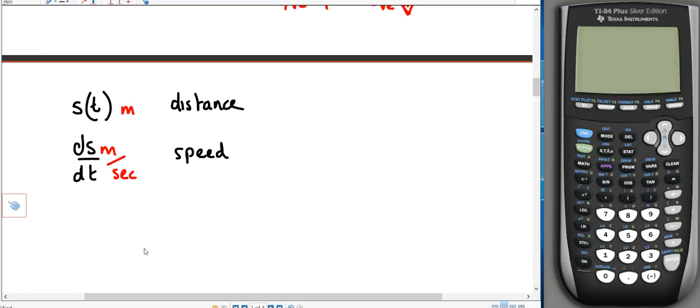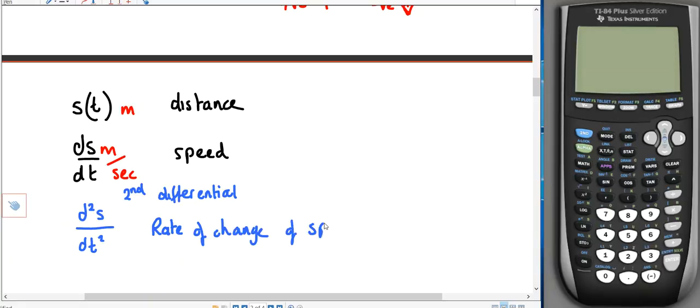And this is called, by the way, d2s over dt squared. This is what we call the second differential. And this is an important one, because if I were to differentiate speed, what would I be getting? I'd be getting the rate of change of speed. What is that called? Acceleration.